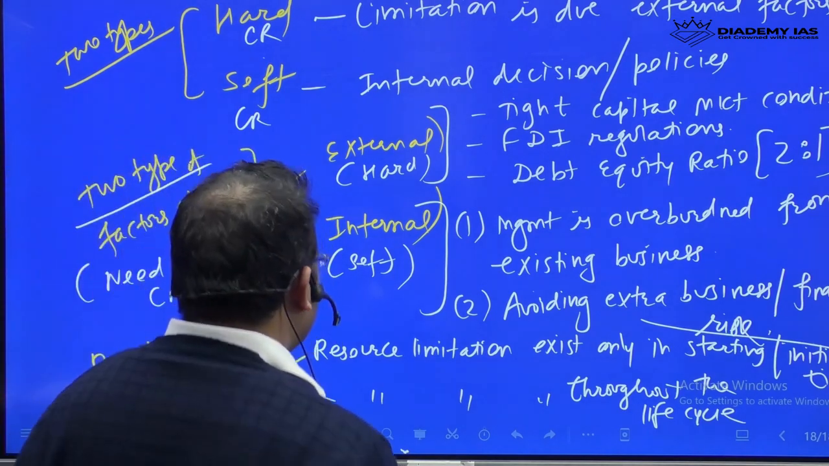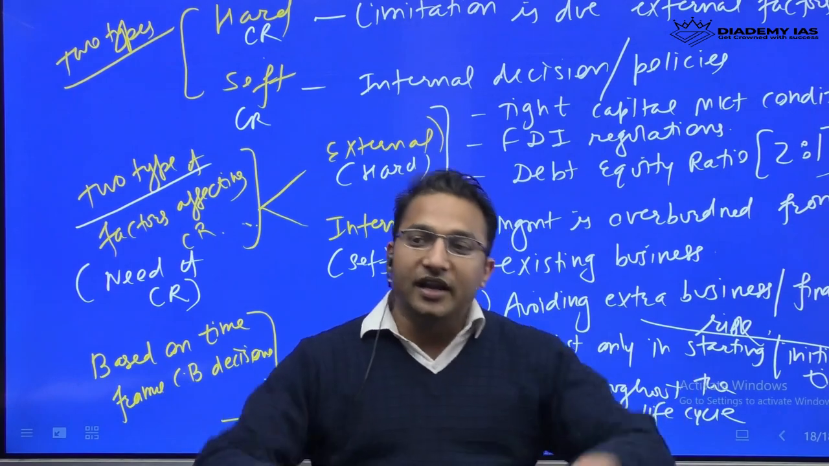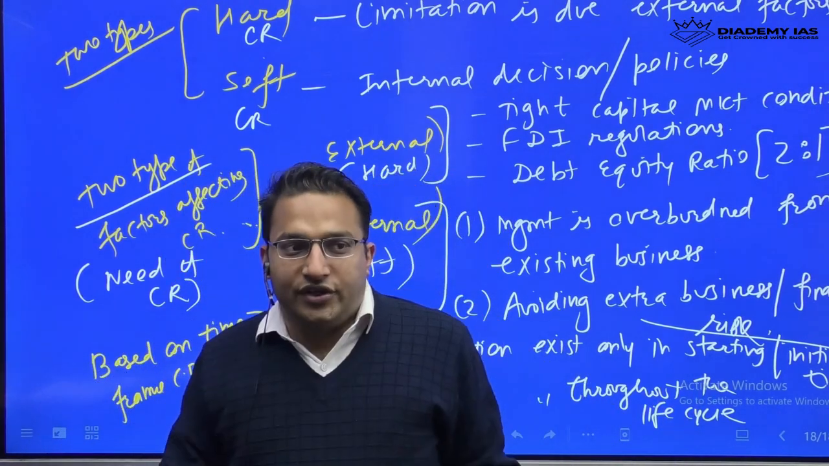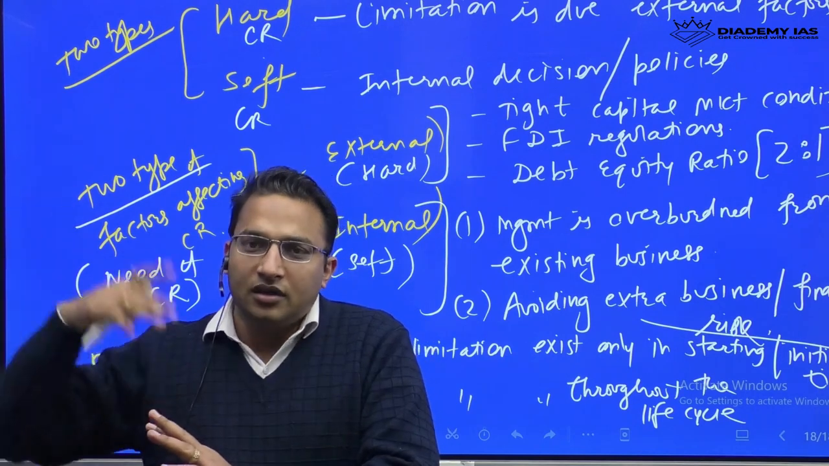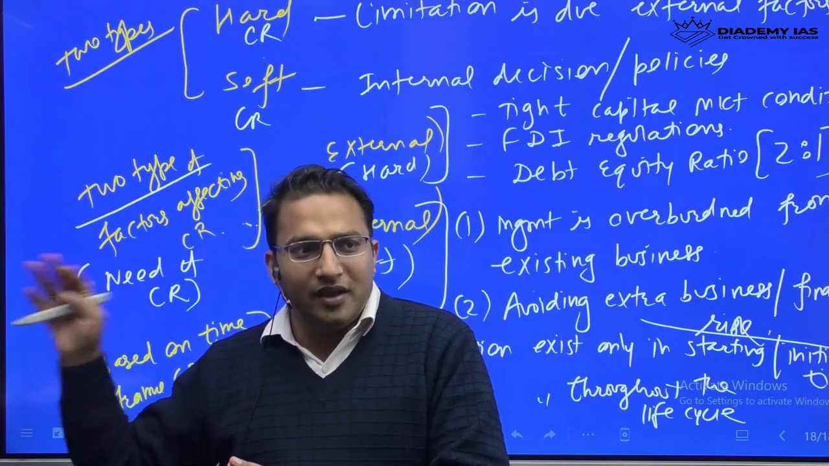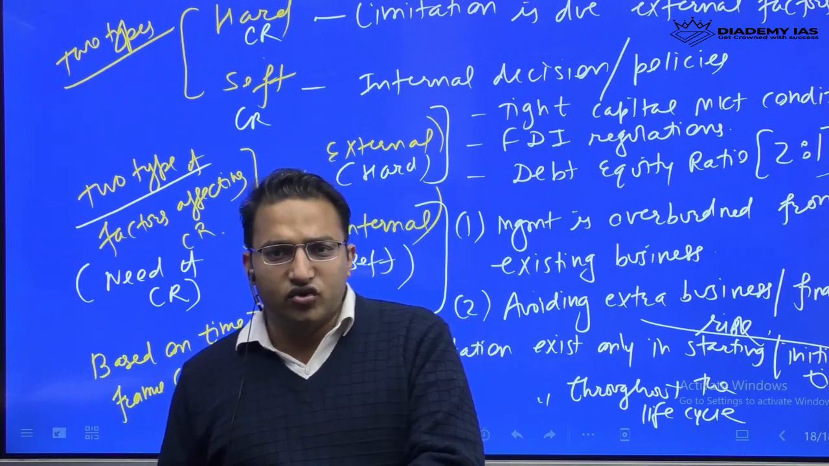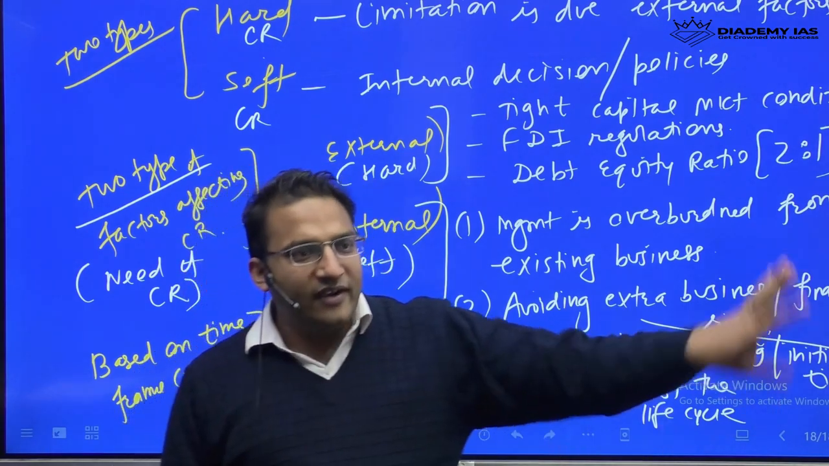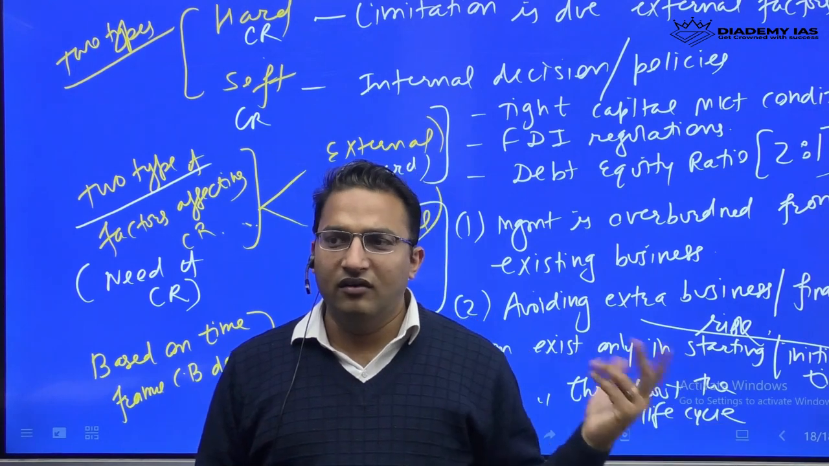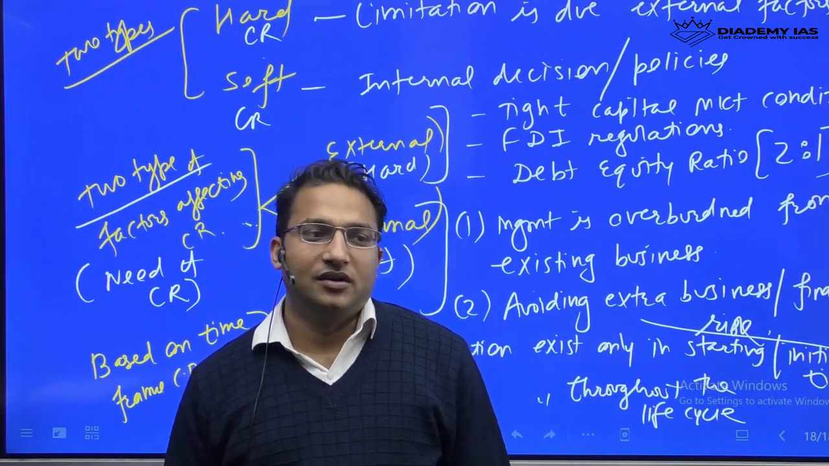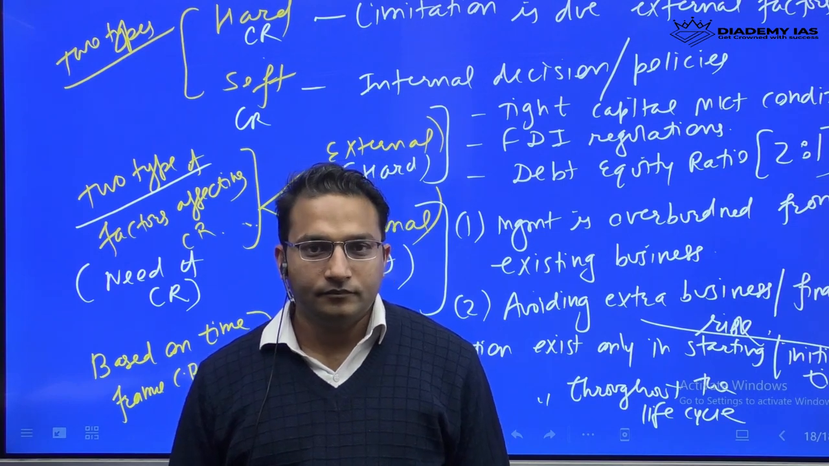Resource constraint can either be only in the starting period. That means when we are starting the project, then there is a resource constraint. But maybe after 2-3 years, we will have more resources. There will not be any limitation of resource. This is one situation. Another situation is that throughout the life cycle of the project, there will always be a resource constraint. So two different scenarios are possible, right?